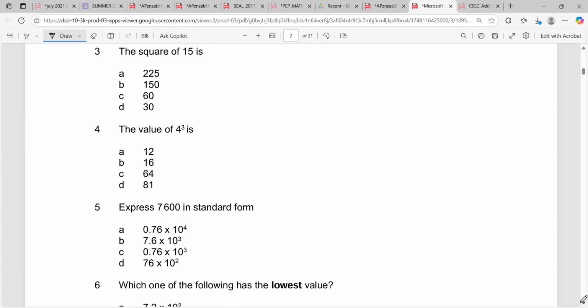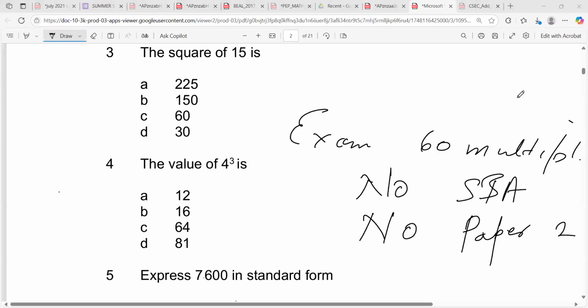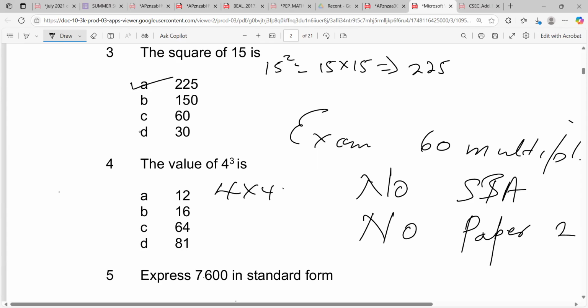The square of 15 is, the value of 4 raised to the third power is, express 7,600 in standard form. Let's go, guys. Number 3 is 15 squared. So when a number is squared, the number is multiplied by itself. So 15 times 15 is 225. Number 4 says, what's the value of 4 raised to the third power? So 4 times 4 times 4, which is 64.